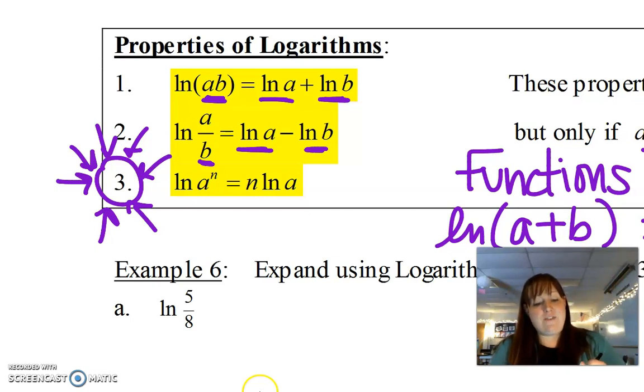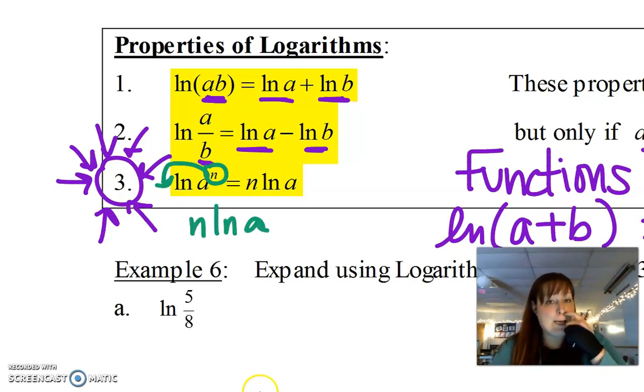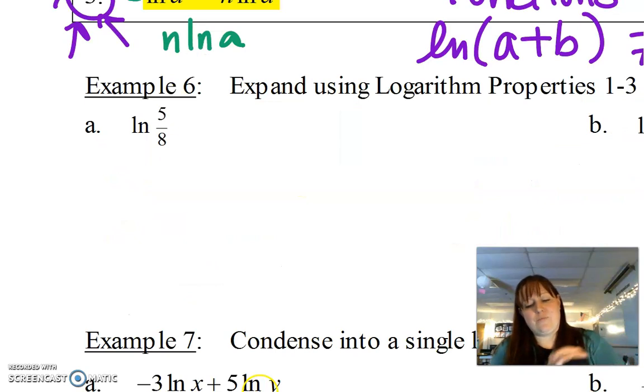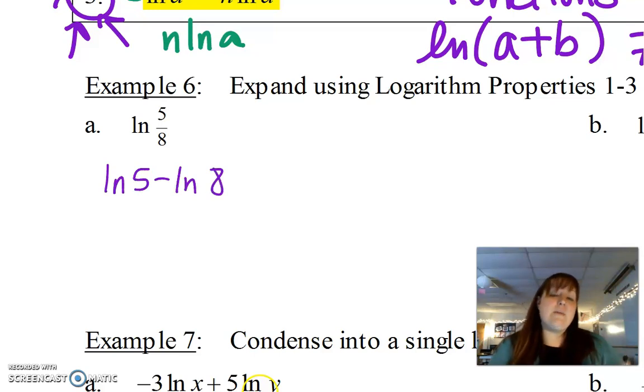If I have ln of a to the n, this n can come right down in front, and so I get n ln of a. It takes that exponent out of the exponent and brings it down front. It's super cool, geeky math cool, but still cool. So if I have ln of 5 divided by 8, this is the same as ln of 5 minus ln of 8. That makes it so much easier to derive or integrate, because now it's in two separate forms.